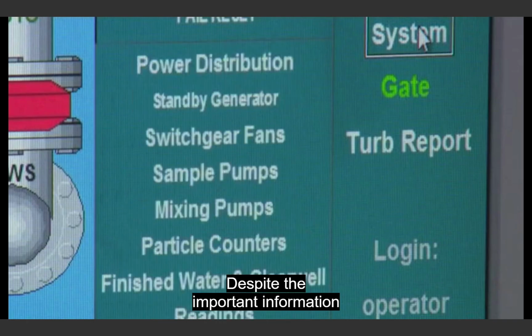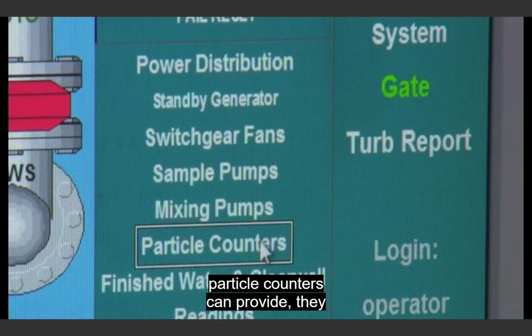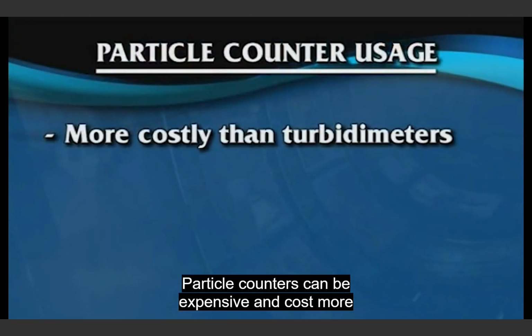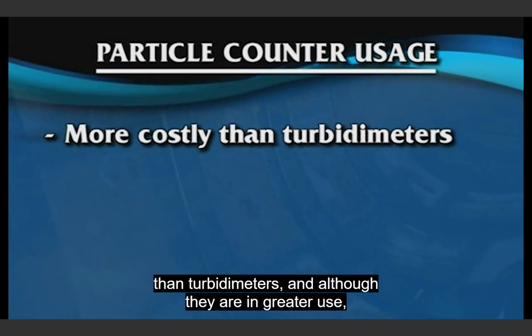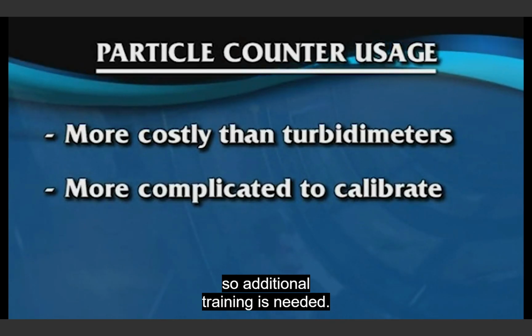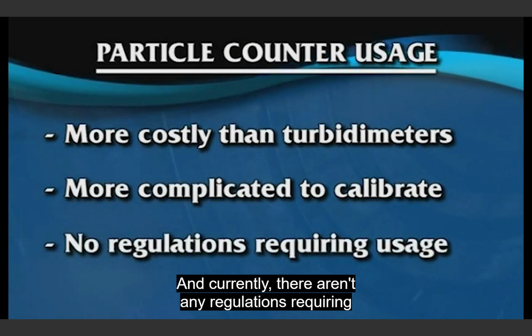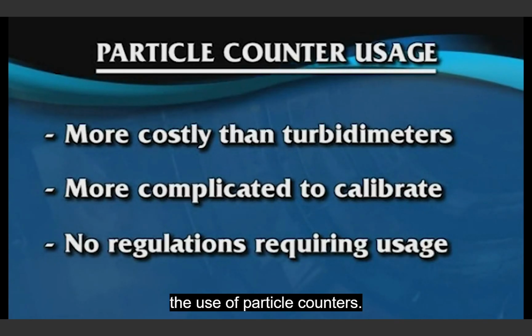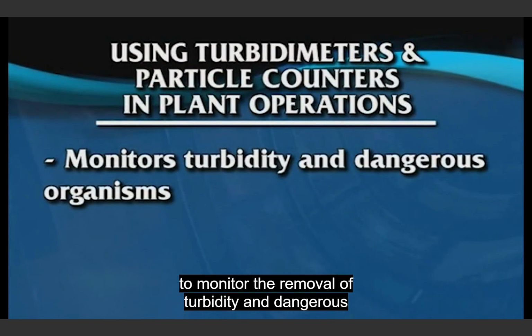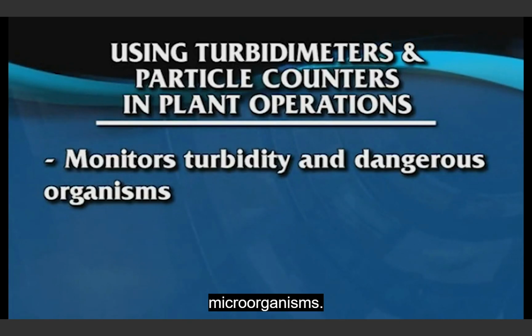Despite the important information particle counters can provide, they are not yet used by all utilities for several reasons. Particle counters can be expensive and cost more than turbidimeters, and although they are in greater use, they are more complicated to calibrate, so additional training is needed. And currently, there aren't any regulations requiring the use of particle counters. Many water providers will use a combination of technologies to monitor the removal of turbidity and dangerous microorganisms.